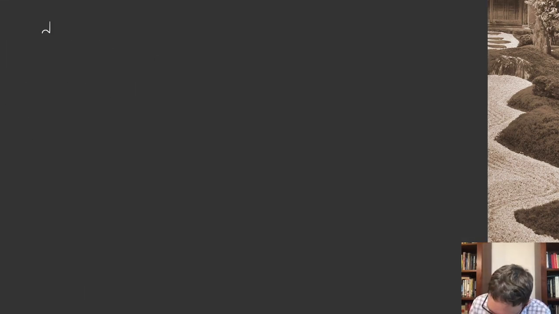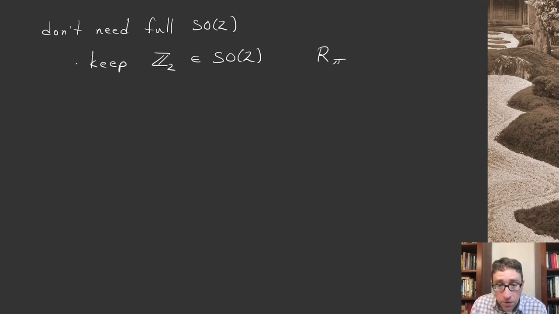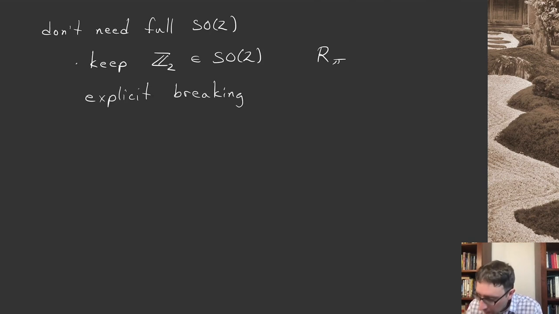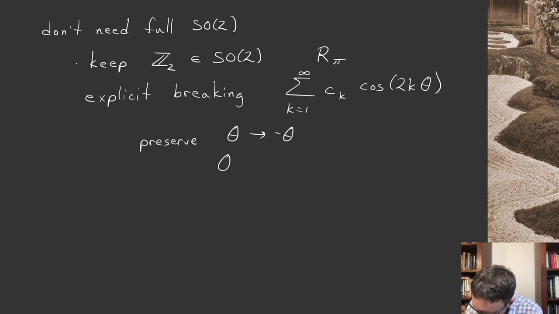So we don't need the full SO2 to talk about this anomaly. We could just keep a Z2 in the SO2, just say a rotation by pi. And the way we'll do that is we'll have some explicit breaking, like we did in the original example in these lecture notes, where we have this gravitational potential and the spinning wire. So we can imagine adding a bunch of cosine terms. But I'm going to do it in a special way. I'm going to add only even integers. And if I do it in this way, I'm going to preserve both the reflection symmetry and this remaining Z2 symmetry in the rotation group where I shift by pi.